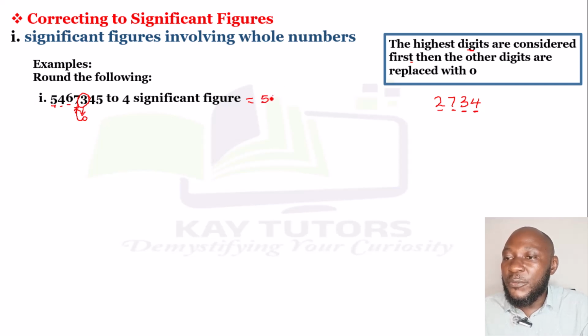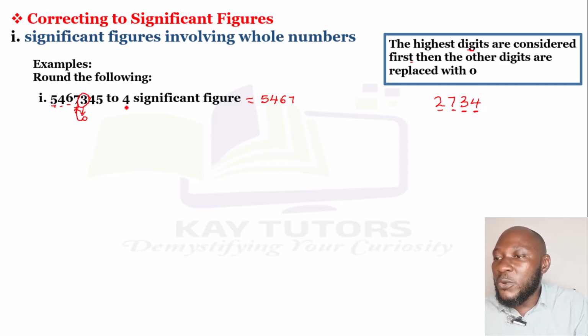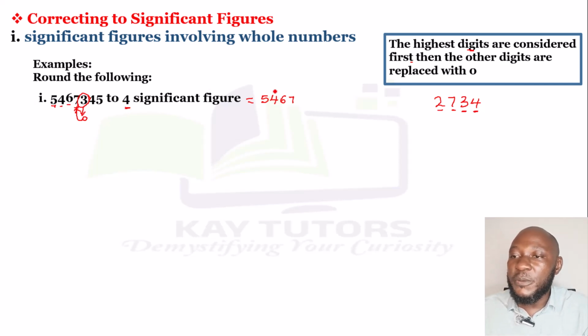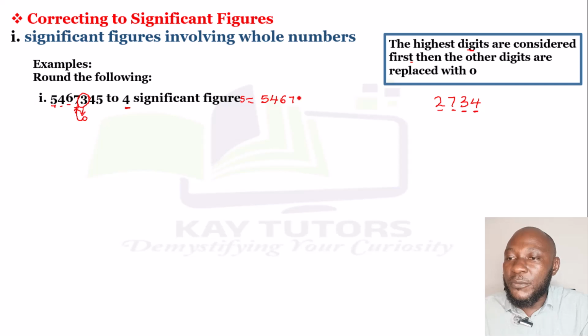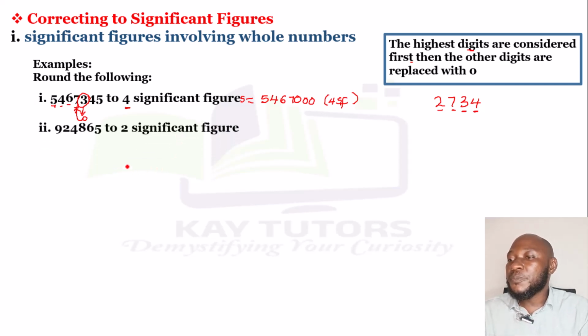5, 4, 6, and 7. 1, 2, 3, 4. 4 significant figures here. And I'll replace the rest with a 0. 1, 2, and 3. I have replaced this with a 0. So how many significant figures have I changed this to? I've changed this to 4 significant figures. Let us look at the next number.